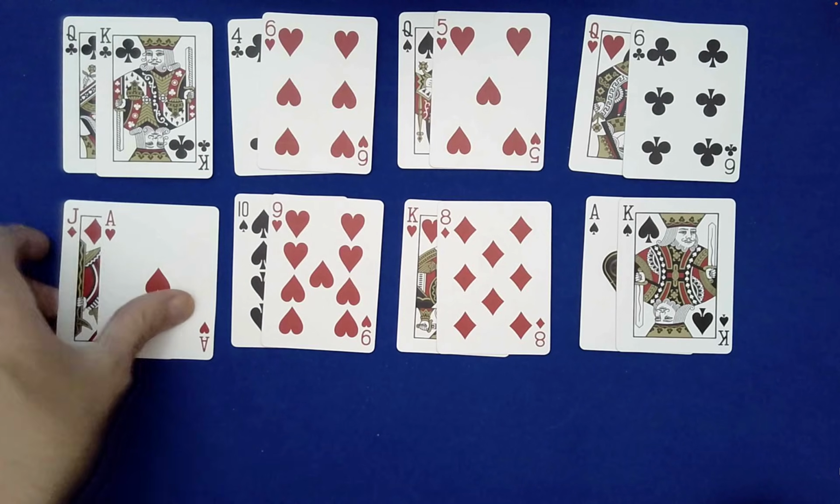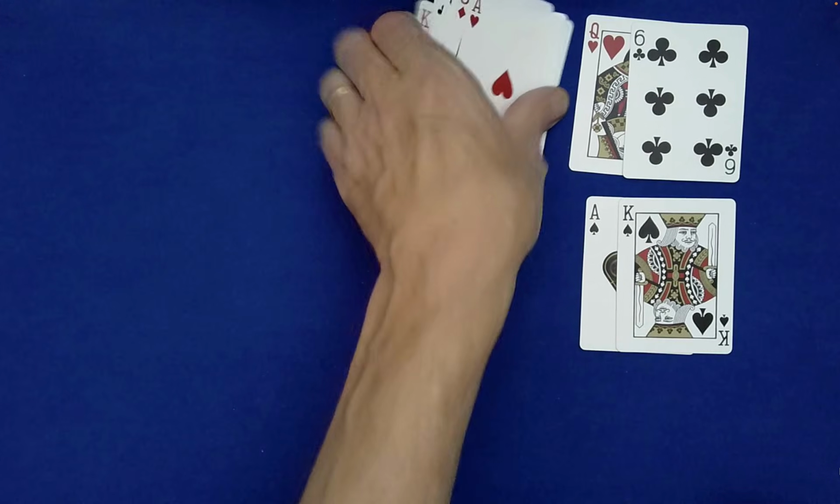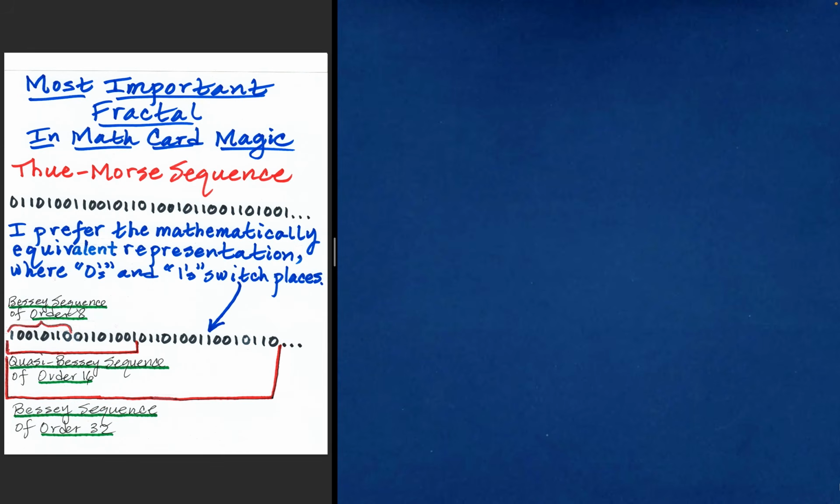Okay, so how does this work? So what I thought I would do, and let me just bring up a different screen for a moment. Okay, so on the left-hand side of the screen, I have a write-up. It's called Most Important Fractal in Math Card Magic, the Thue-Morse sequence.